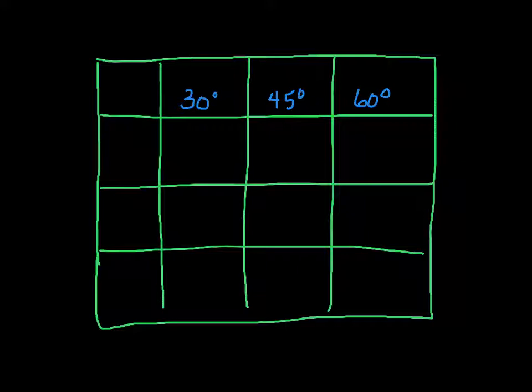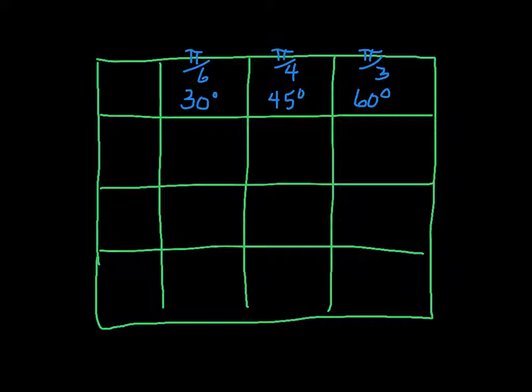Now remember, look at part A, and 30 degrees we also know is equivalent to pi over 6. 45 degrees we know is equivalent to pi over 4. We're going to use these a lot, so it's very helpful if you kind of have them memorized. And 60, its equivalent is pi over 3.